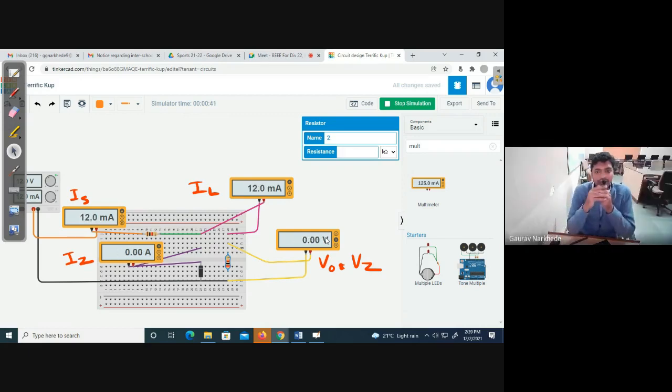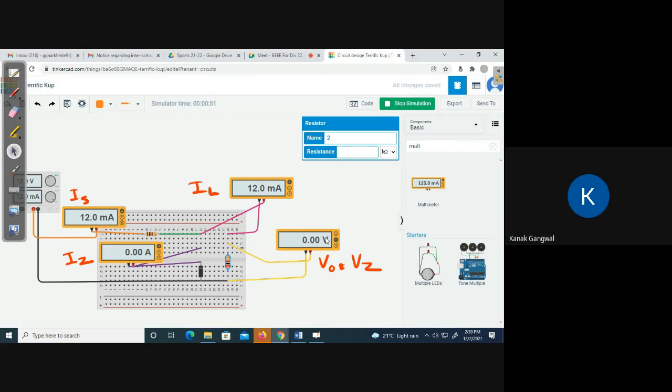So you need to calculate the minimum value of RL so that you will get constant output, that is 6 kilo ohms. Okay?